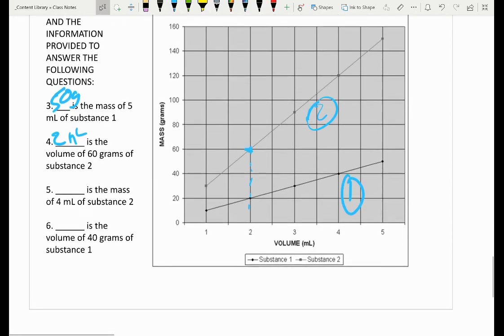All right, Evan, what's 5? About 120. So we got 4 milliliters. Boom, right there. 120. Okay. And then finally, 6, we'll end with Luke. 40 grams of substance 1 is 4 milliliters. Good. All right. Questions on that?